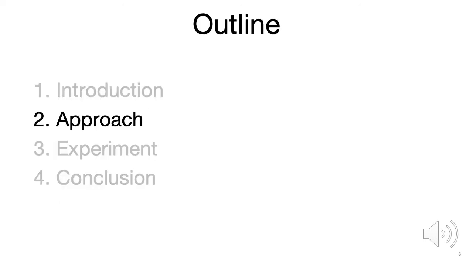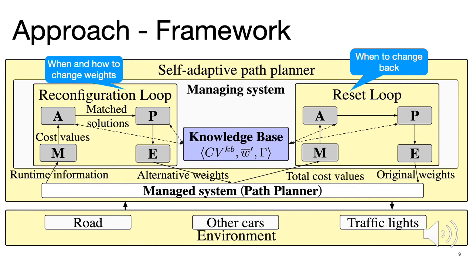So, secondly, the approach. This is the framework of our self-adaptive path planner, following the typical MAPE-K loop architecture. We have two systems here. The bottom one is the managed system, which is a slightly revised version of the path planner. Then there is the managing system. It collects runtime information from the managed system, analyzes what the proper way is right now, and then conveys it back to the managed system.